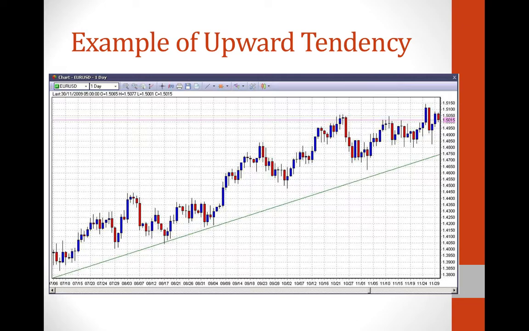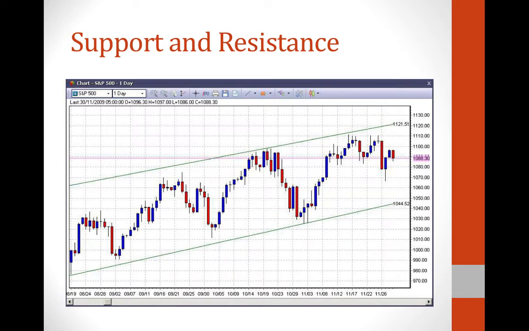Okay, this is an example of an upward tendency, and you clearly see the graph going up, and this is for a 4-month period, and you can see each month the instrument, in this case just a currency, going up. So this is a simple example of an upward tendency.